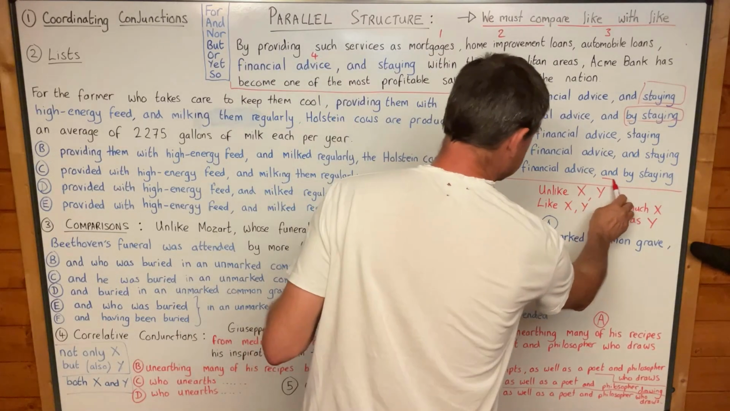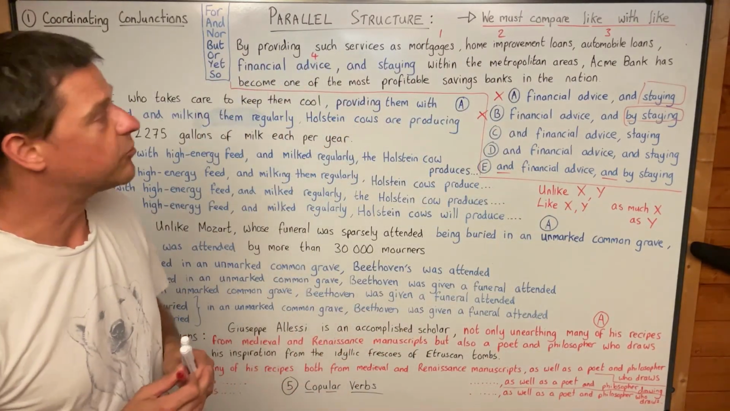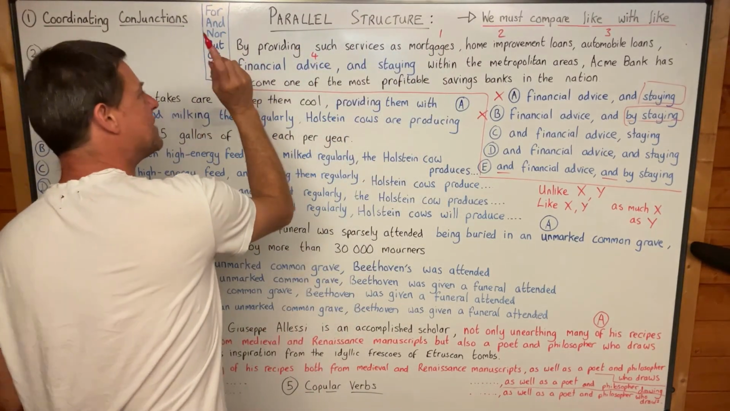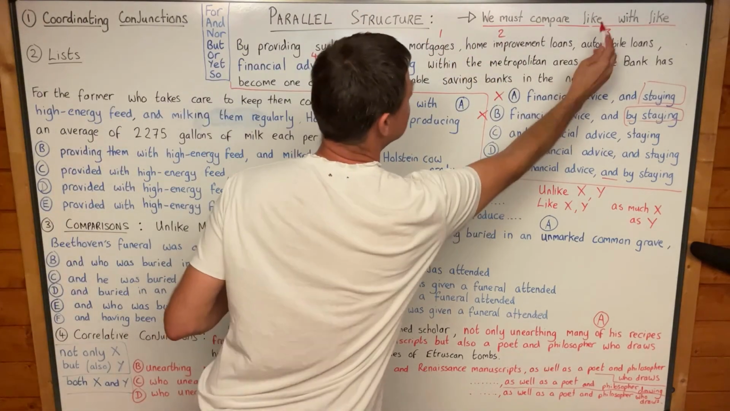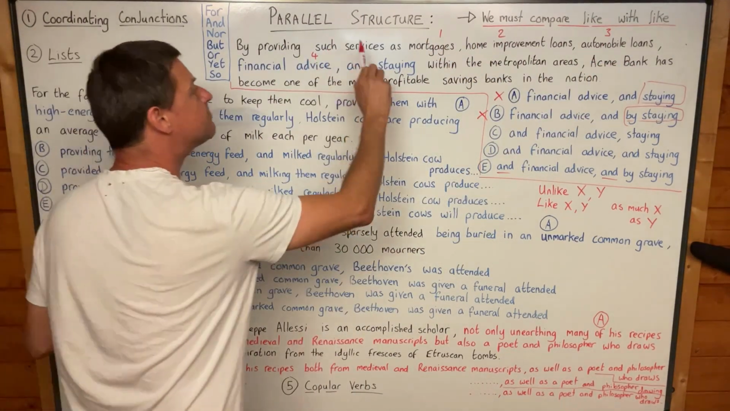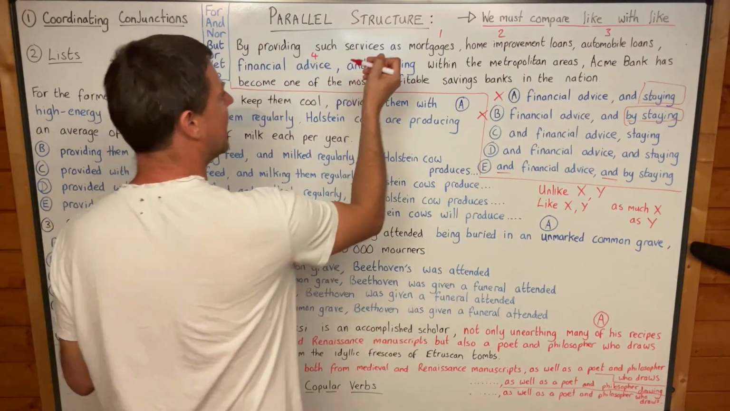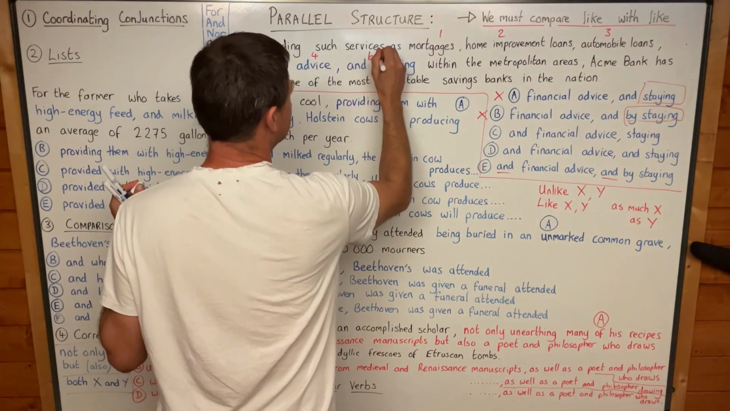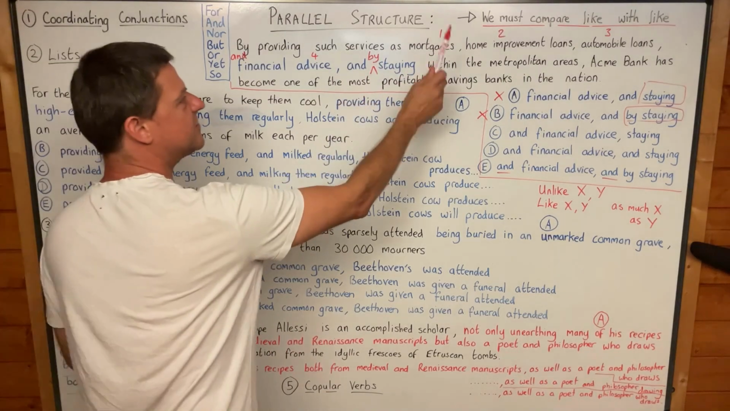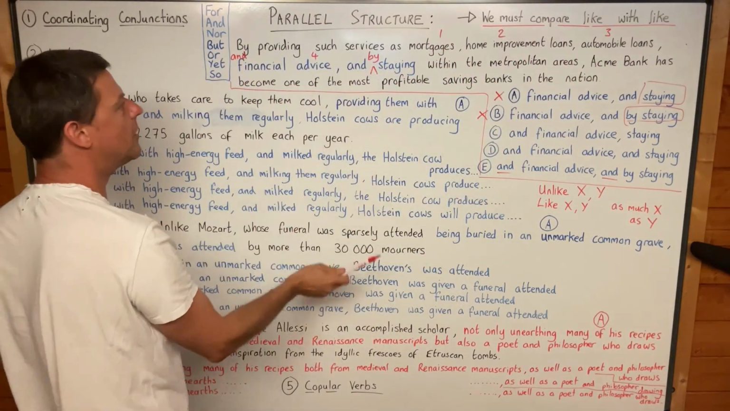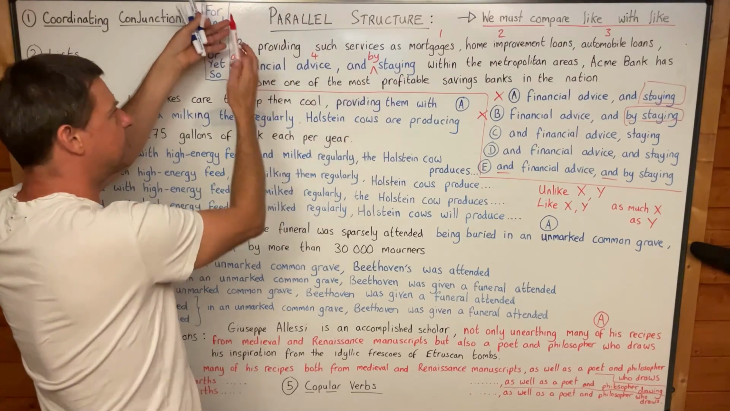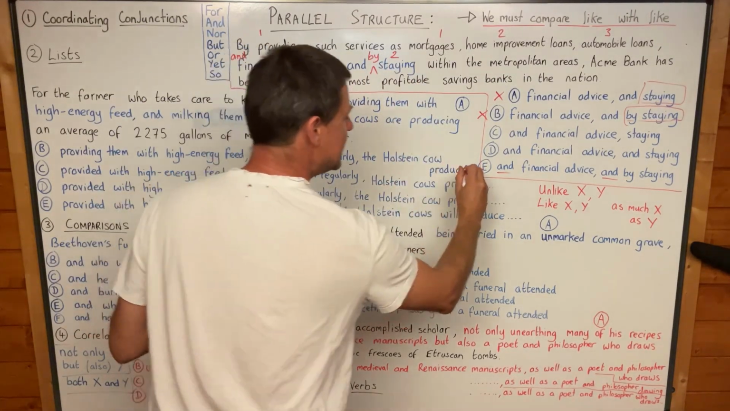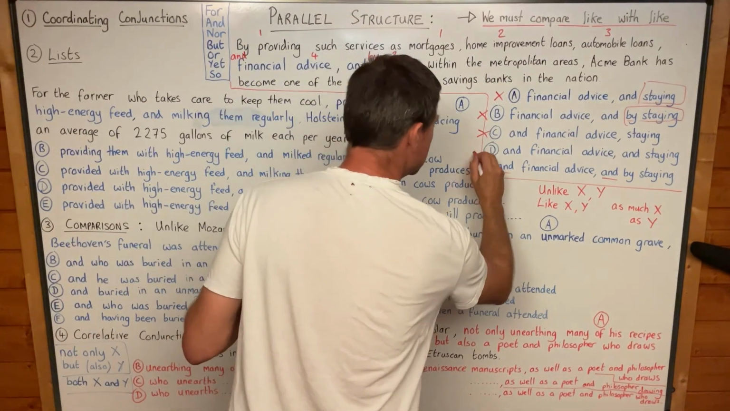Now, we've got two ands, and for two lists, that really is what we want when they're together like this. You've really got a list inside the other list. We want to say by providing X, Y, Z, and W, and by staying within the metropolitan area, and that's nice and clear. If we've got an and here and by staying, then it's very clear that the first list is 1, 2, 3 and 4, and the other part of the list, by providing and by staying, is 1, 2. So E is correct, and we don't want C, we don't want D.